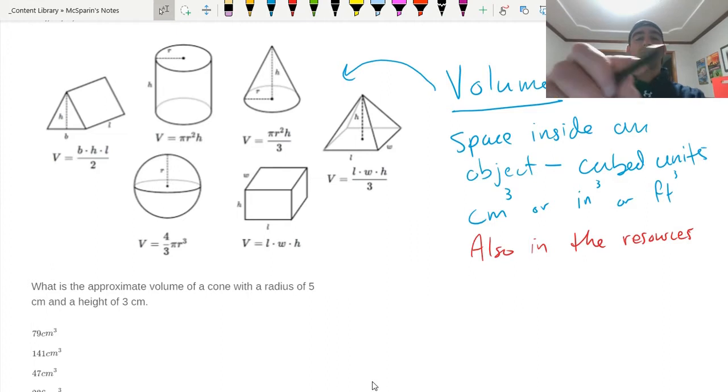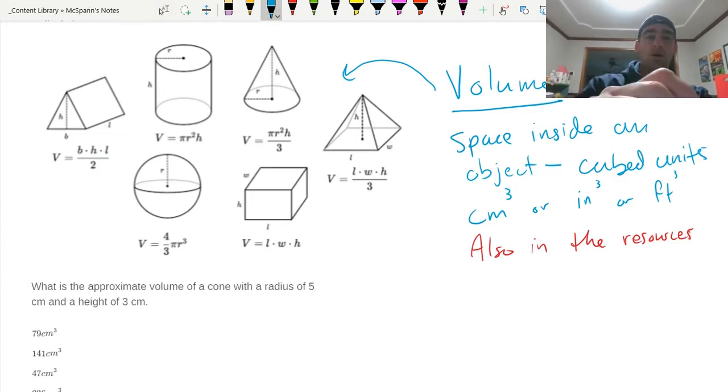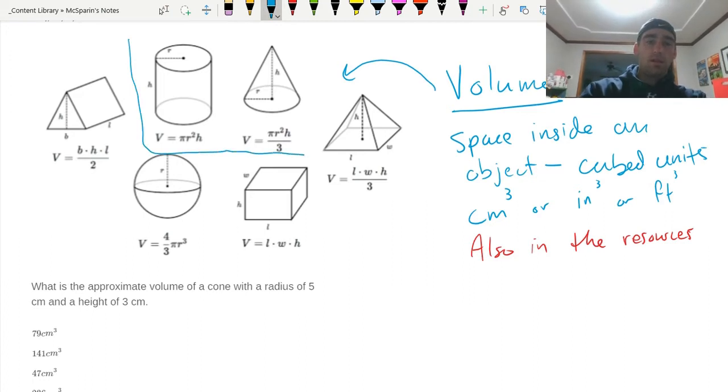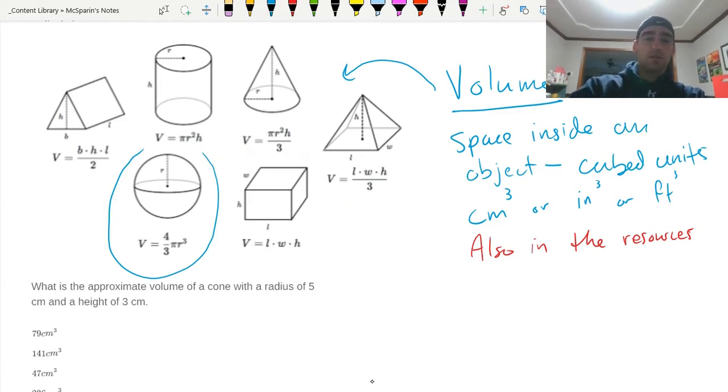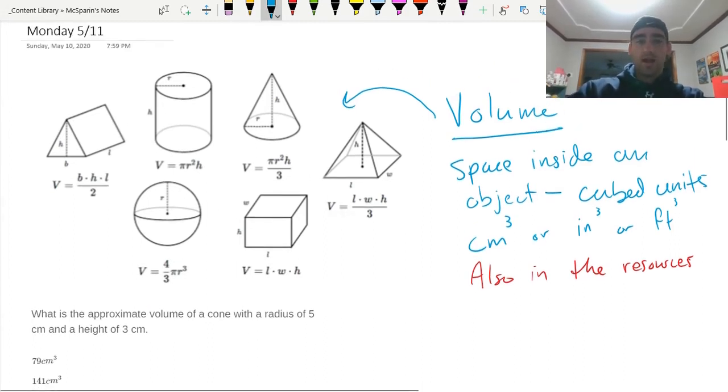I'm going to tell you specifically, you are going to need these three, and you'll need that one. So the rectangular prism and the triangular prism, you won't need as much, but you will definitely need those four that I highlighted.